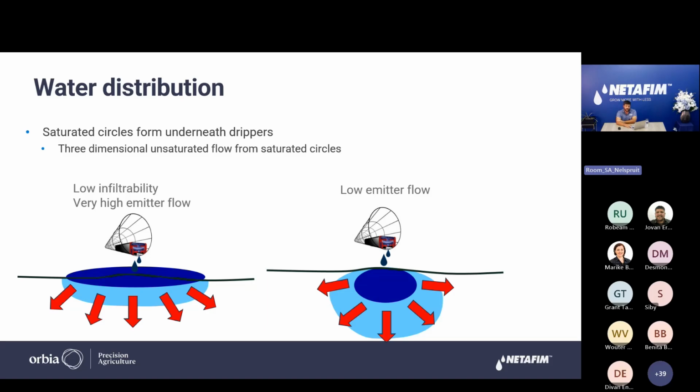On high infiltrability soils, the low flow emitter also helps us to give capillary action a chance to move some of the water away before you saturate that circle too fast, to help us control that water easier in that top root zone where you are aiming to use it.